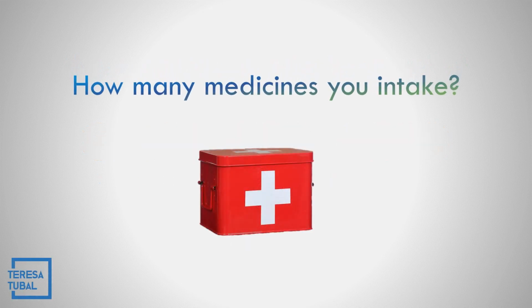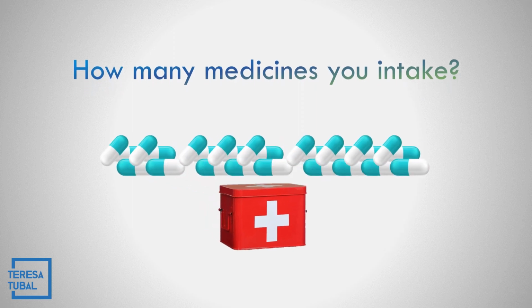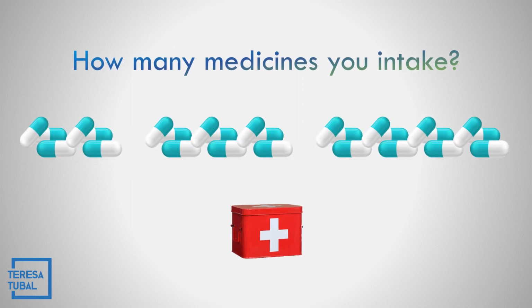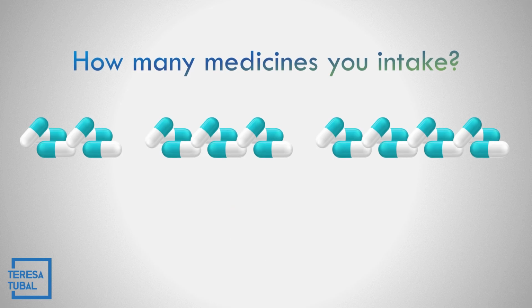How many medicines do you intake? Any idea? The first medicine is 6, the second medicine is 9, the third medicine is 12. If we total all in all, 6 plus 9 is equal to 15. 15 plus 12 is equal to 27 capsules.